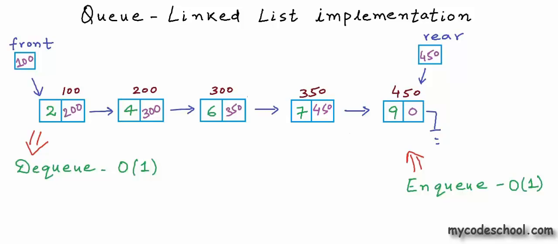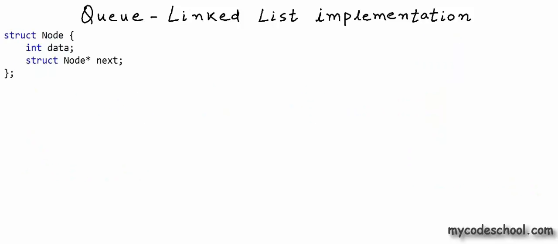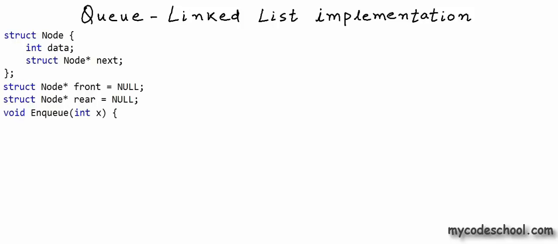Let's quickly see how real code in C will look for this design. I have declared node as a structure with two fields, one to store data and another to store the address of the next node. Now instead of declaring a pointer to node named head, I'm declaring two pointers to node, one named front and another named rear, and initially I'm setting them both as null. Let's say I'm defining these two variables in global scope, so they will be accessible to all functions. My enqueue function will take an integer as argument.